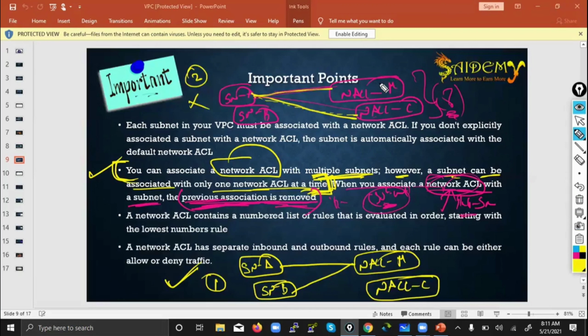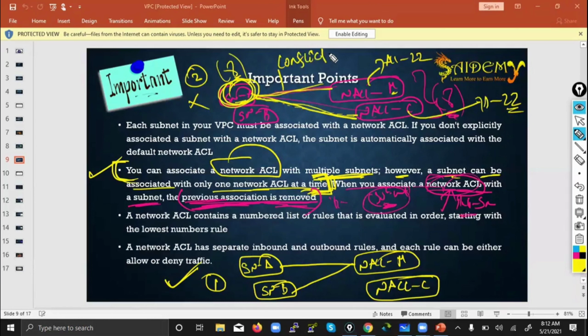So what do I mean by conflict? Let's say in the main NaCl, I say allow all the traffic for port 22. In the custom NaCl, I say deny all the traffic for 22. Now, if I attach both NaCls to the subnet, which rule should the subnet follow? Technically, is that correct or not? Is there a conflict between the rules? Yes, there is a conflict. That is the reason why you can never attach two NaCls to a single subnet. Even if you try to attach, it will automatically get detached when you attach the second one.